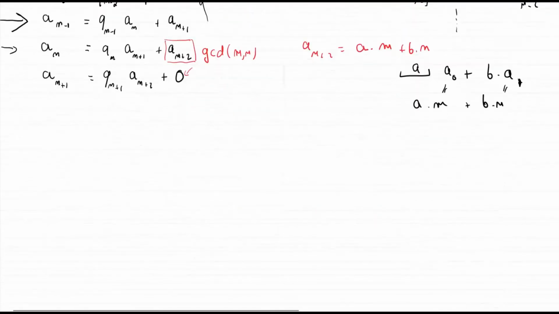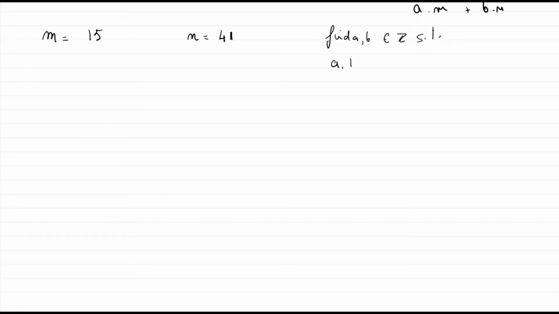Let's do an example where we don't want to guess the coefficients, we just want to calculate them. So say, take m equals 15, n equals 41, and the question is find a and b such that a times 15 plus b times 41 equals the greatest common divisor of 15 and 41. Perhaps we don't know this greatest common divisor. It's 1 in fact. We'll calculate it anyway.